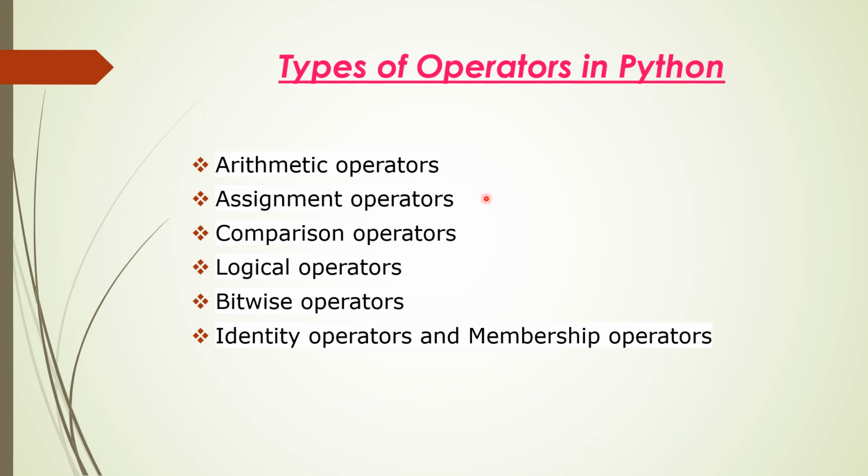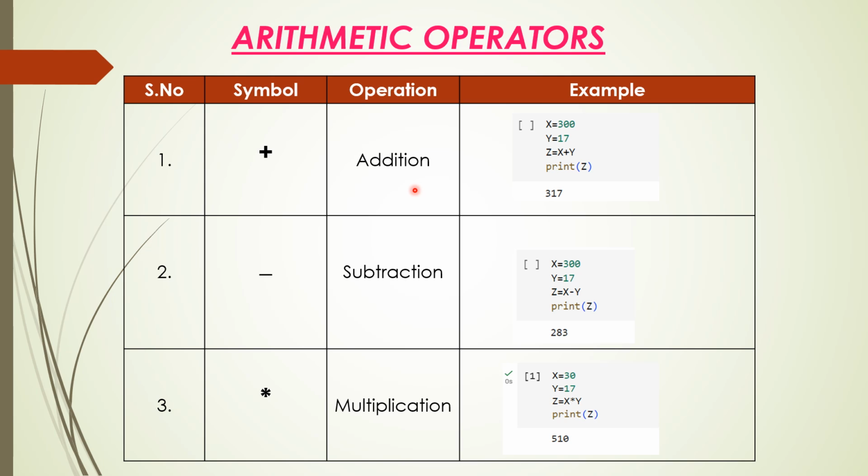These are the different types of operators in Python: arithmetic, assignment, comparison, logical, bitwise, identity operators, and membership operators. Let us check one by one. First is arithmetic operators. We know we have addition, subtraction, multiplication, division. So the plus symbol is meant for the addition operator.